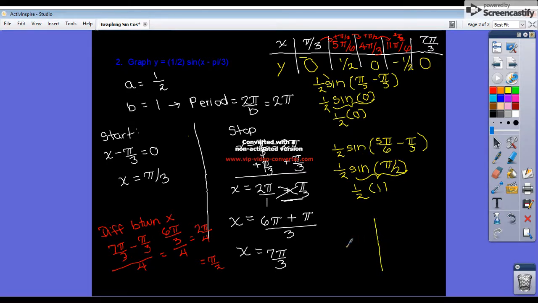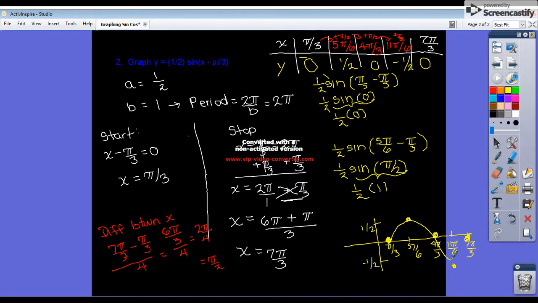Don't have a lot of room here, so we'll try to make the best of this. The x values are pi over 3, 5 pi over 6, 4 pi over 3, 11 pi over 6, and 7 pi over 3. We have 1 half and negative 1 half. Starting at pi over 3, it's going to be 0, then up to 1 half, 0, negative 1 half, and finally 0. So from there, you see your wave.